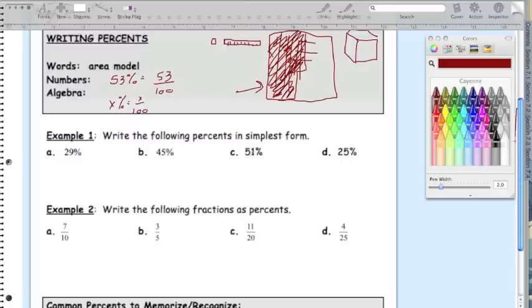So let's try example 1, writing the following percents in simplest form. So 29% is really 29 out of 100. And that's simplified. These are both relatively prime, so that's as far as it can go. 45%, 45 out of 100, which would reduce. We can divide both of them by 5. We get 9/20. 51%, 51 out of 100. That's in simplest form already because they're both relatively prime. 25% is 25 out of 100, which is 1/4.